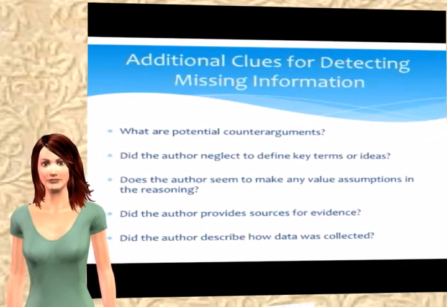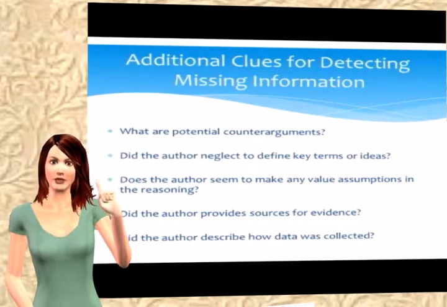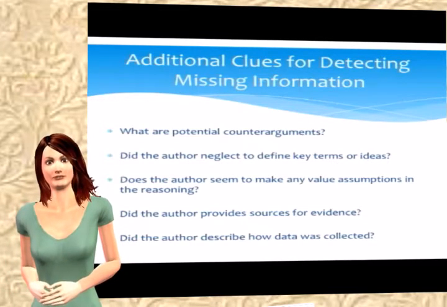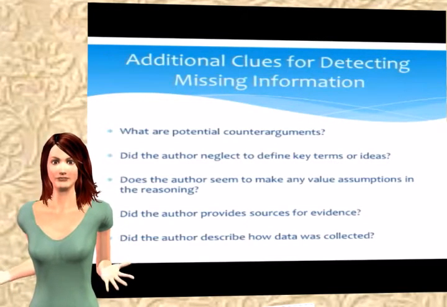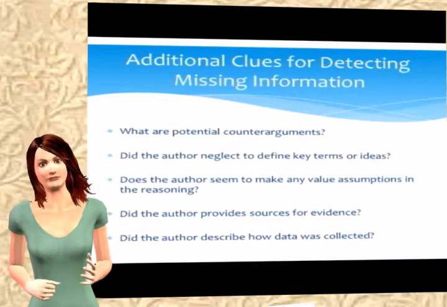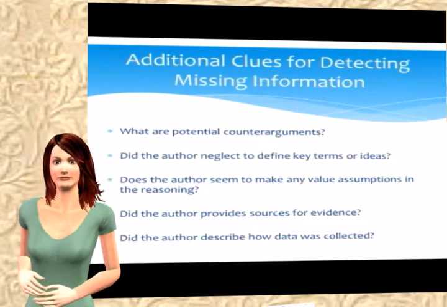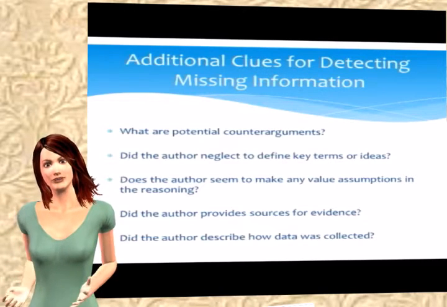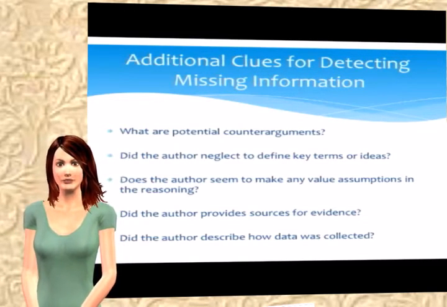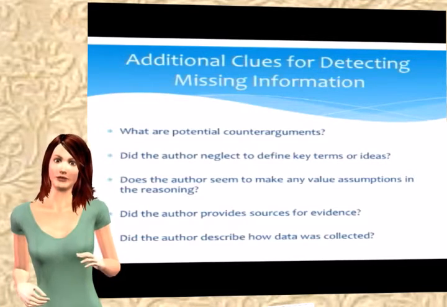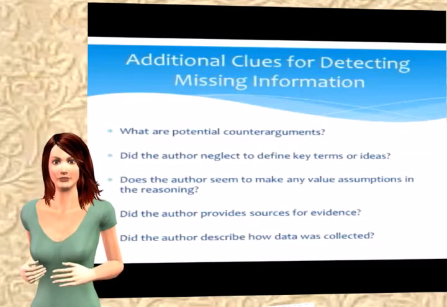Does the author provide sources for the evidence that he or she is citing for why you should accept their conclusion? And did the author describe how the data was collected? So if someone says we should have this new student fee at Fresno State because charging every Fresno State student a fee can raise $10 million in more revenue, well, how did they arrive at that number? How was that data collected? Who collected that data? What's the source of that evidence?